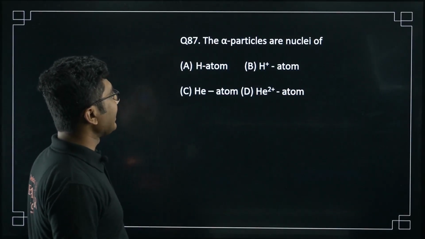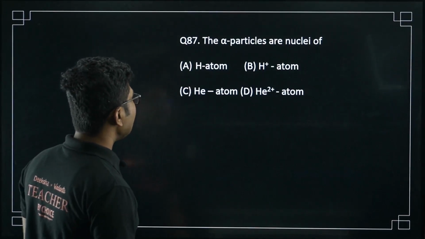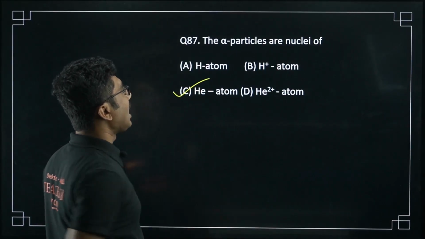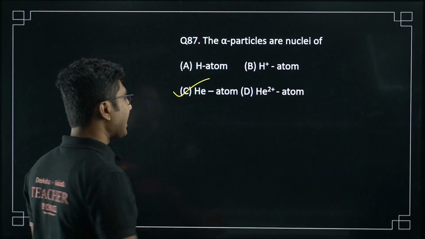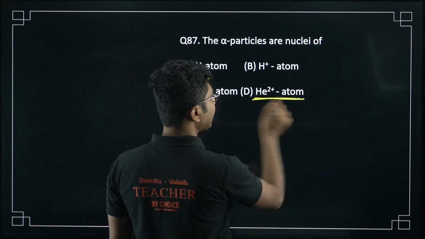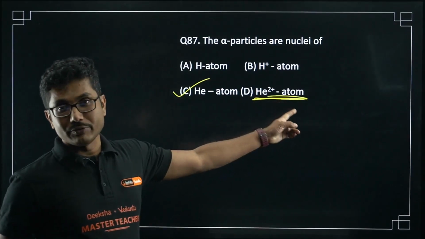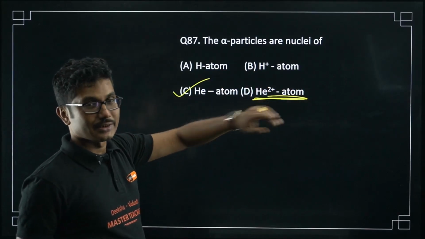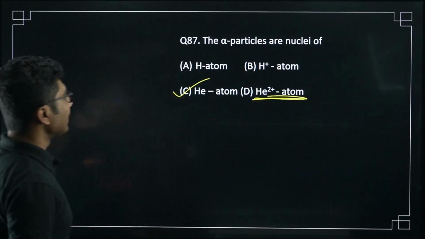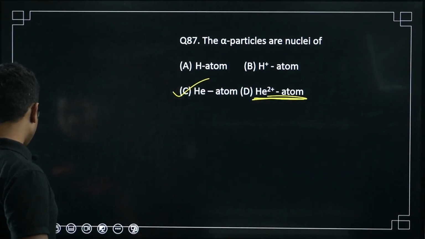The alpha particles are nuclei of helium atom. Okay, alpha particles are nuclei of helium atom. The helium atom itself is not the alpha particle; the nucleus is. Okay, alpha particles are nuclei of helium atom.